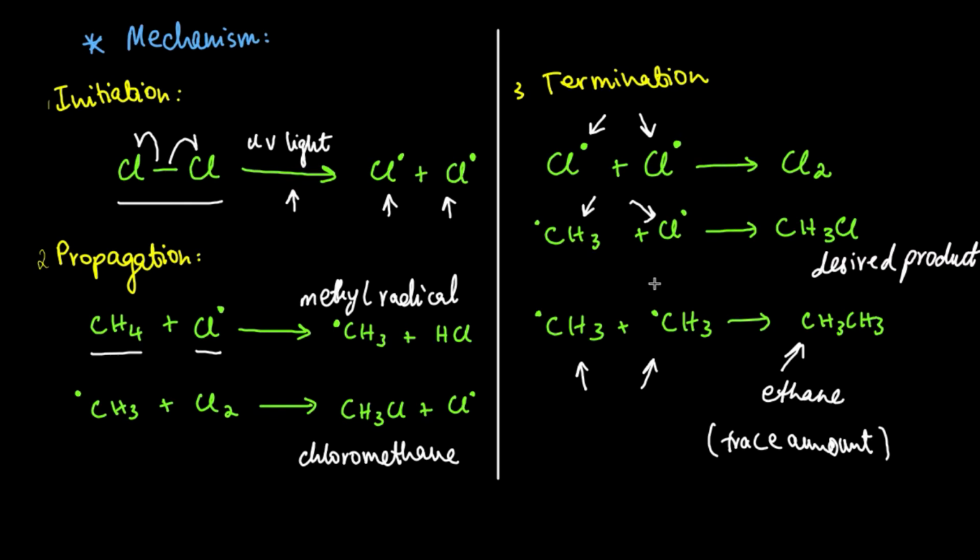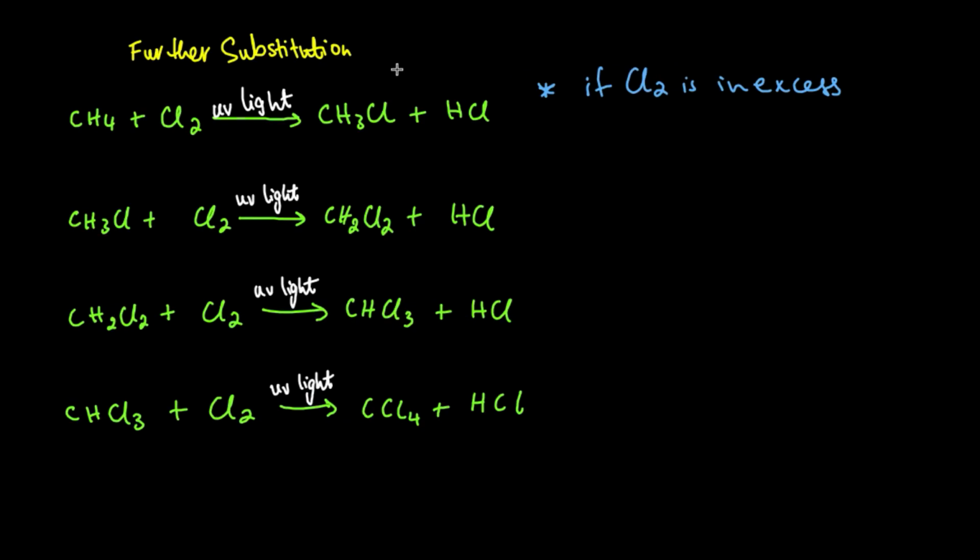Okay, now what if this keeps on happening? What if we have excess chlorine that is being reacted with the methane? Then this is what it would look like. Okay, first the methane would react with the chlorine to produce chloromethane and hydrogen chloride. Then the chloromethane would react with the chlorine furthermore to produce dichloromethane. Why? Because another hydrogen will be replaced by the chlorine and that will produce CH2Cl2 and hydrogen chloride, and this method goes on.